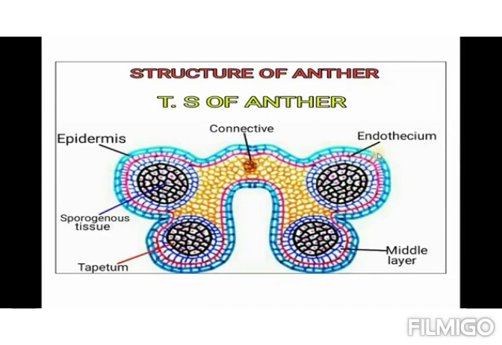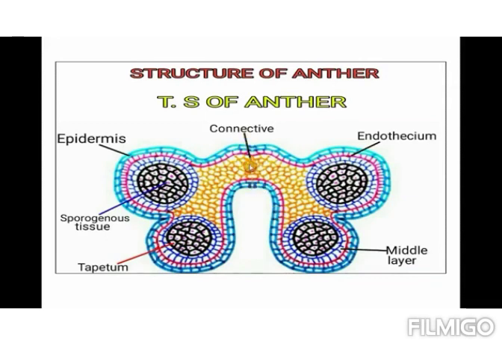3 layers. The epidermis is a single layer, the endothecium is also single layered, and the middle layer is of 2 or 3 layers. And the fourth layer is called the tapetum. You can see here, this is the tapetum, and in this tapetum there can be one nucleus or many nuclei. It can be single nucleated or multinucleated.